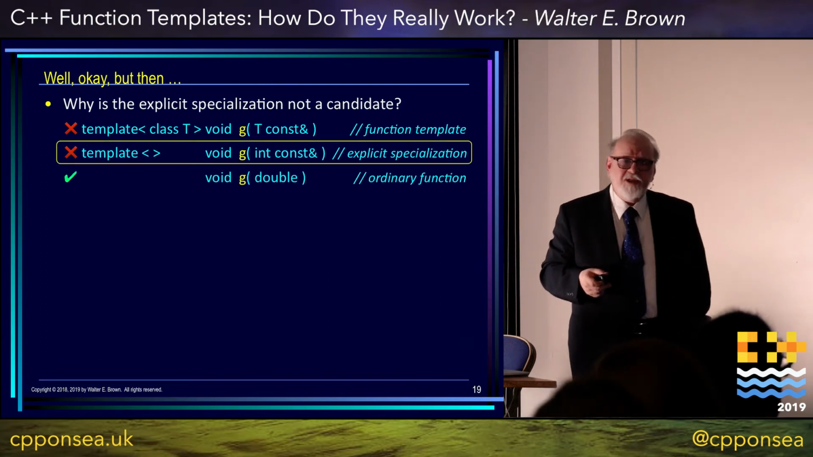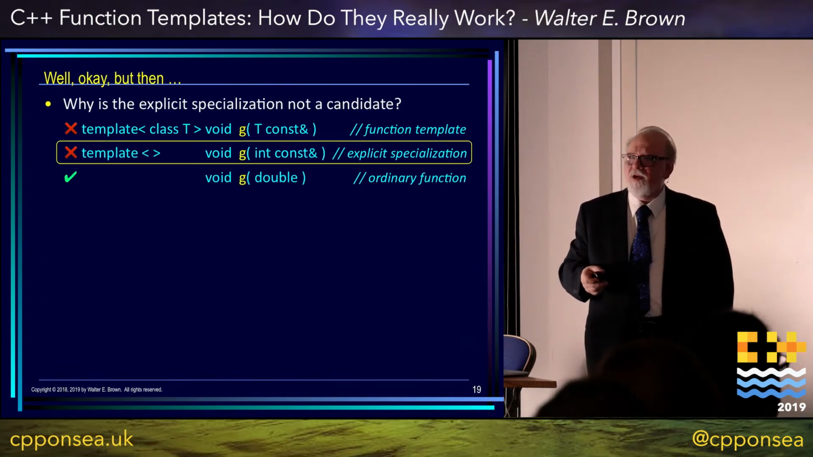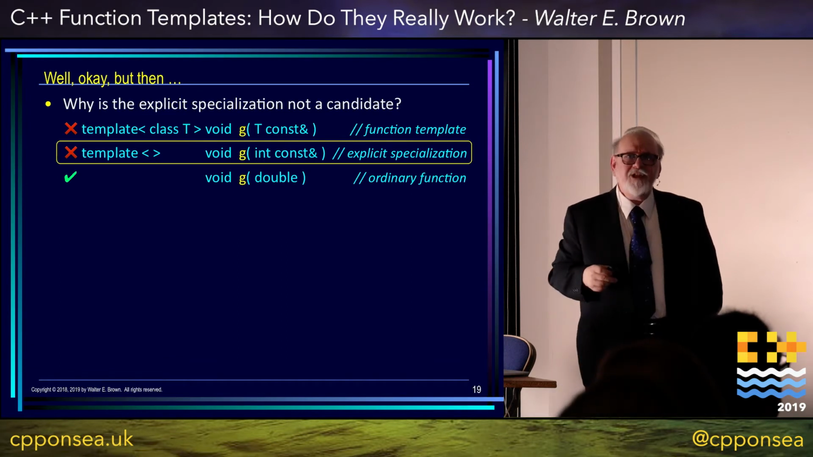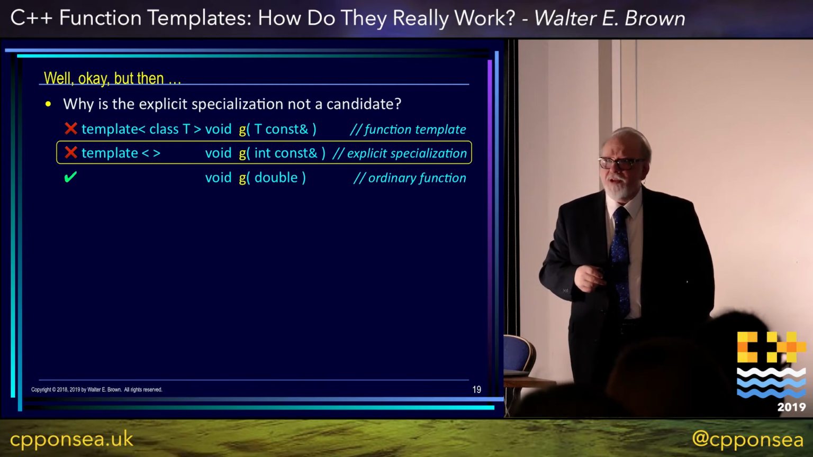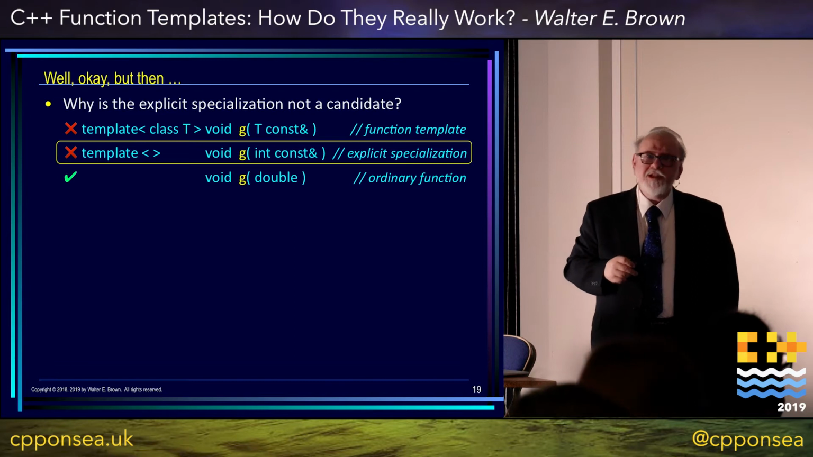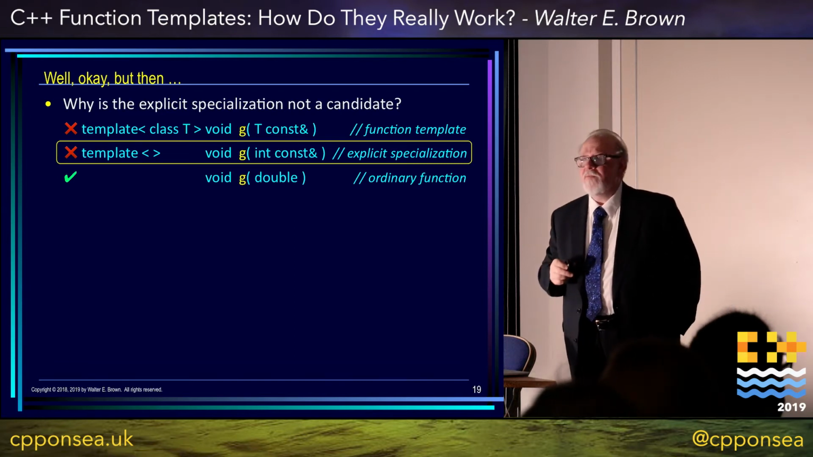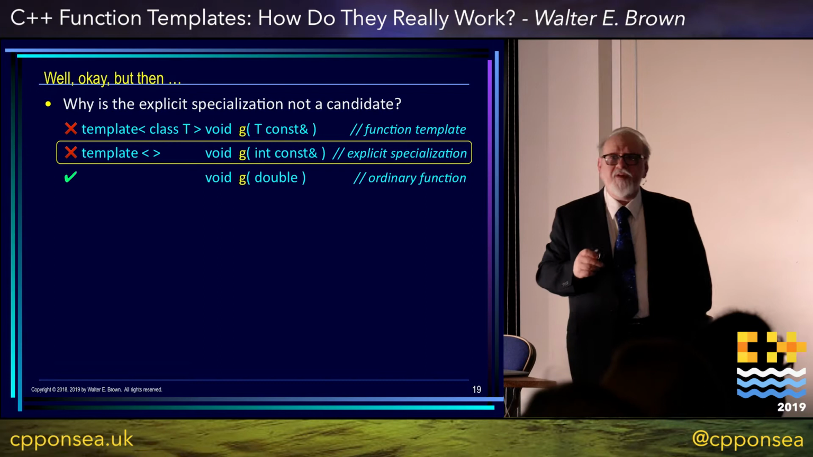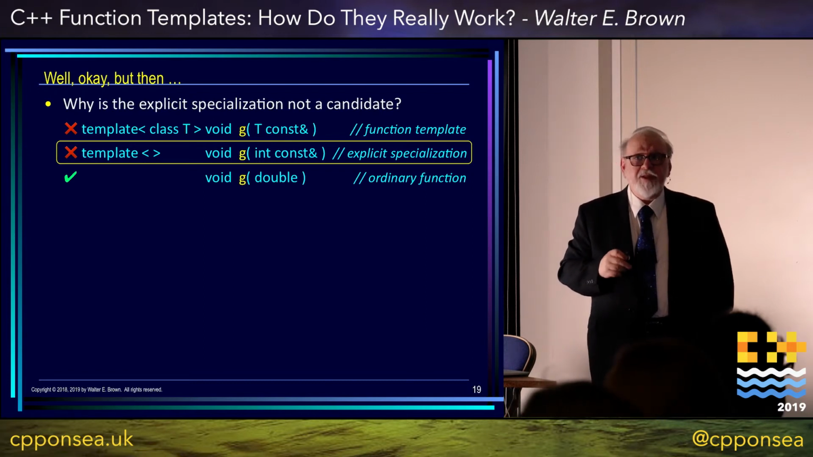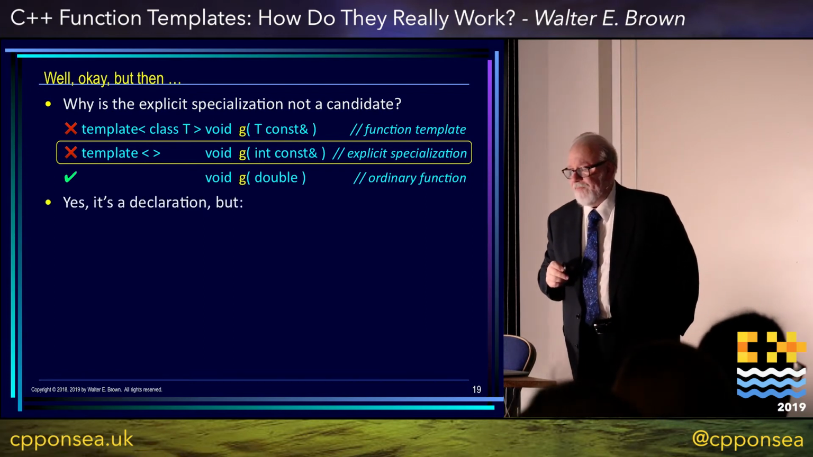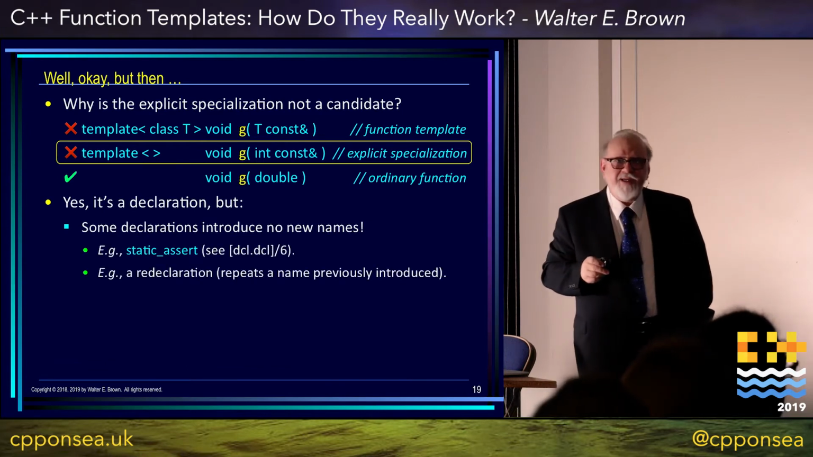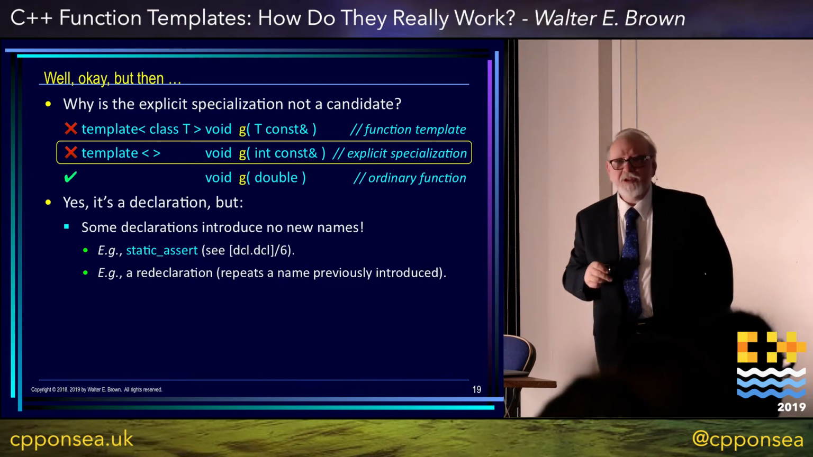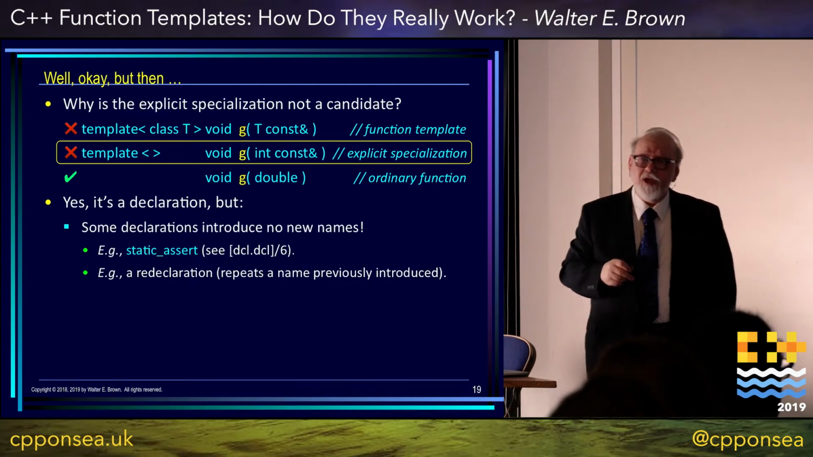Now, some people are still confused, saying, yeah, okay, I understand all of that, but we got a specialization there, an explicit specialization. Why is that not a candidate for overload resolution? And this is important. I find a lot of C++ programmers are utterly confused and find this counterintuitive. But it's really not. It has to work this way. It's a declaration, but some declarations don't introduce new names. And here are two examples that are unrelated.